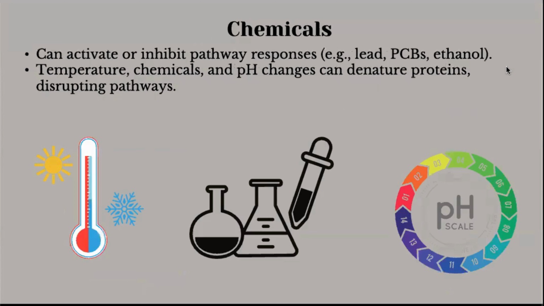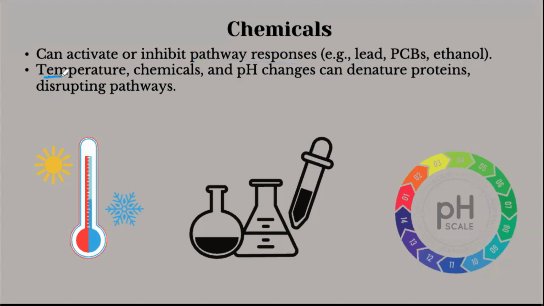Now we're going to talk about different chemicals. Now in our natural environment, we have good chemicals and we have bad chemicals. However, there are things like lead, PCB, or ethanol, which are basically going to either allow the pathways to get stronger or weaker.